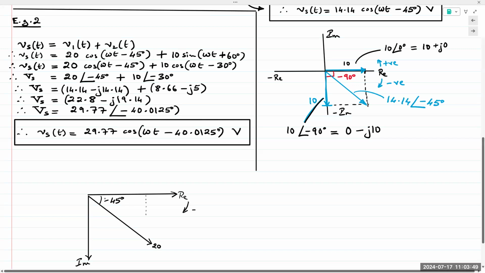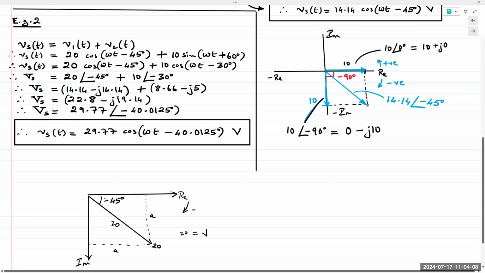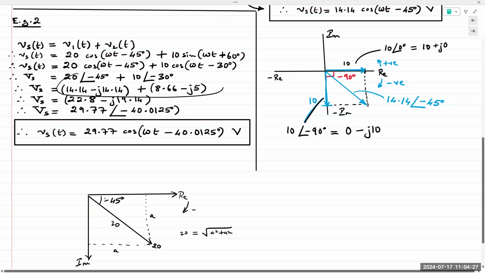When I project this on the real axis and the imaginary axis, 20 is the hypotenuse. Because it's minus 45, both sides would be exactly the same, A and A. So the conversion would be 20 equals the square root of A squared plus A squared, and that's how you get 14.14. But this graphical illustration is for students' understanding. This is not something you have to do when solving a problem. This is done on a calculator.